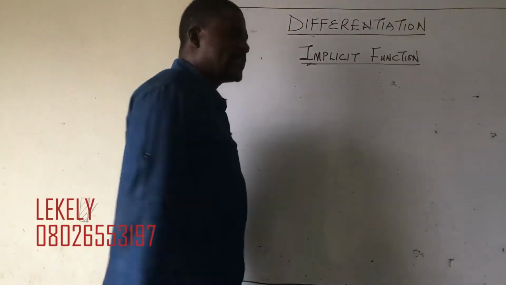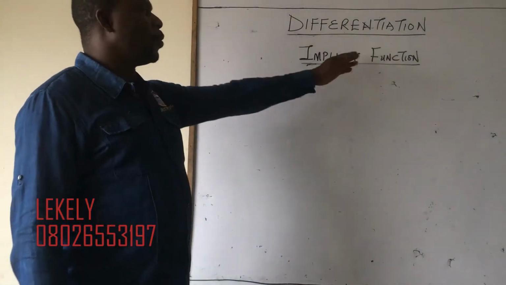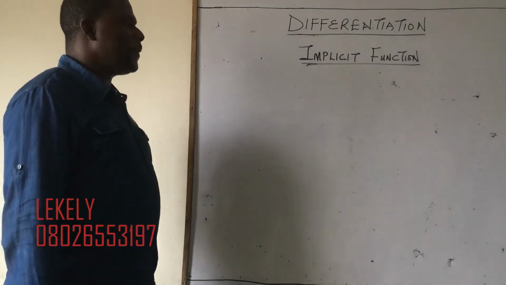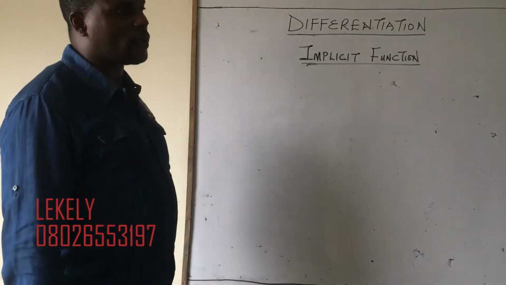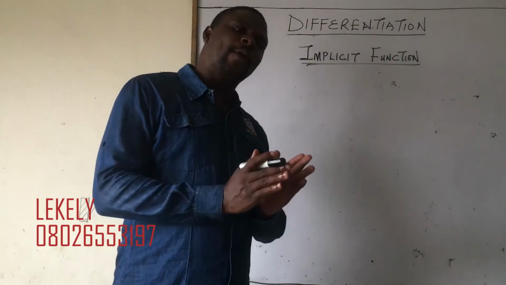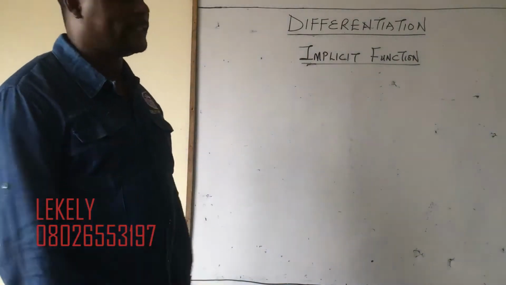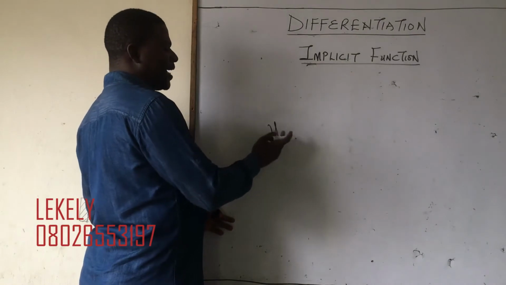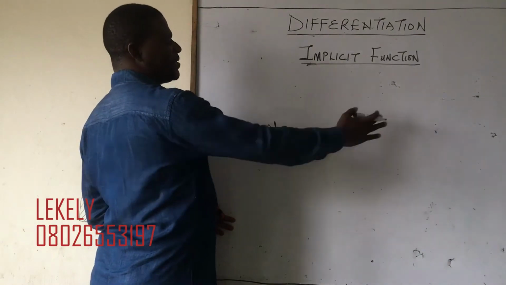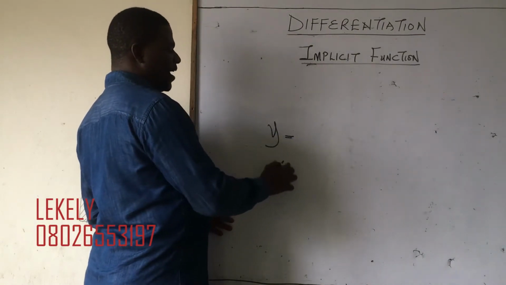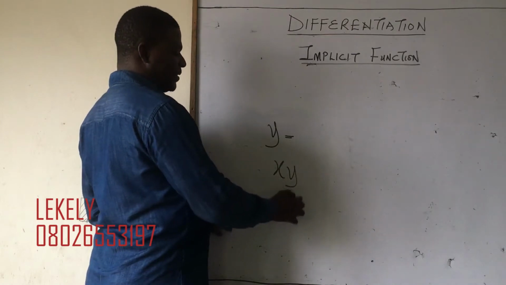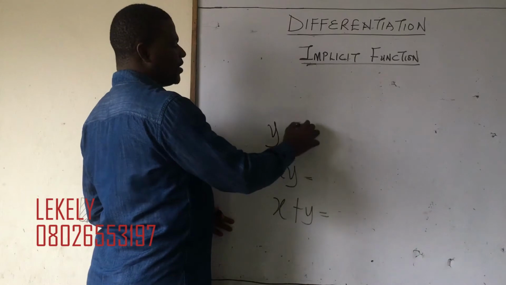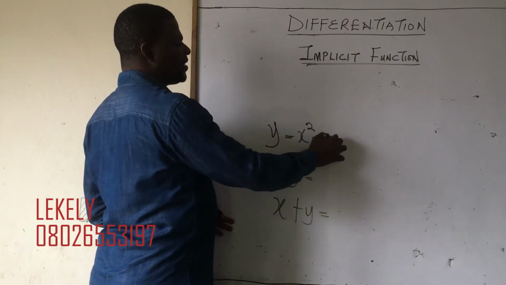Okay? Still on differentiation, but we are looking at implicit function. Now, implicit function is when you have x and y together on the same side. Normally, y is on one side and x is on the other side. But when you have x and y together on the same side, maybe you have something like this, this one now is explicit function.